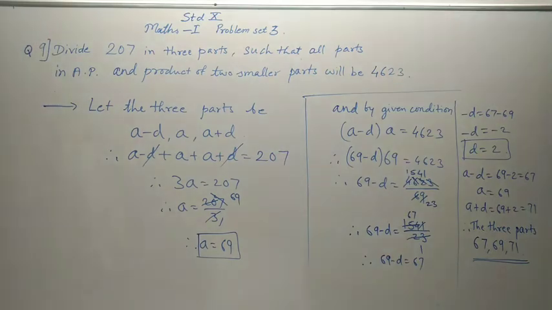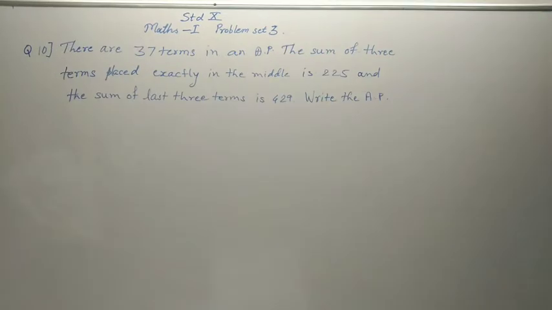Neatly observe before writing. Question number 10. There are 37 terms in an AP. The sum of the three terms placed exactly in the middle is 225 and the sum of the last three terms is 429. Find the AP. So we assume the AP as usual: A, A plus D, A plus 2D, etc. Which are the middle three terms? Which are the last three terms?